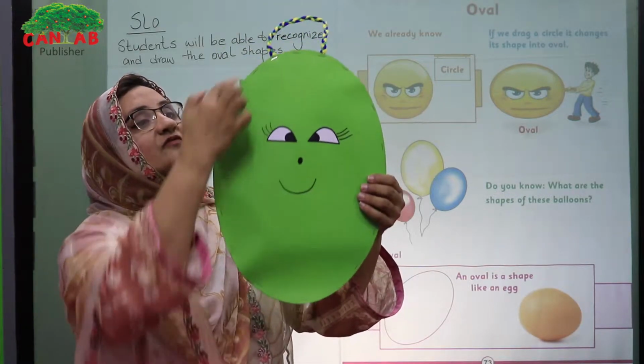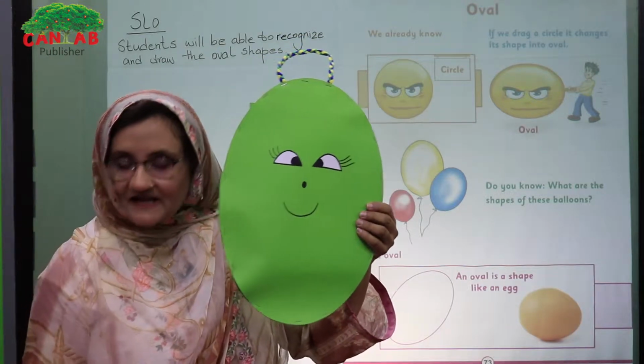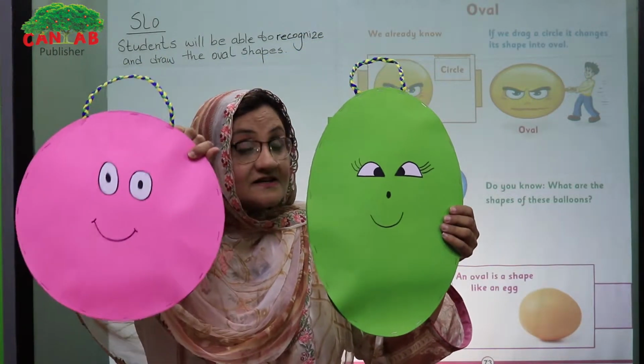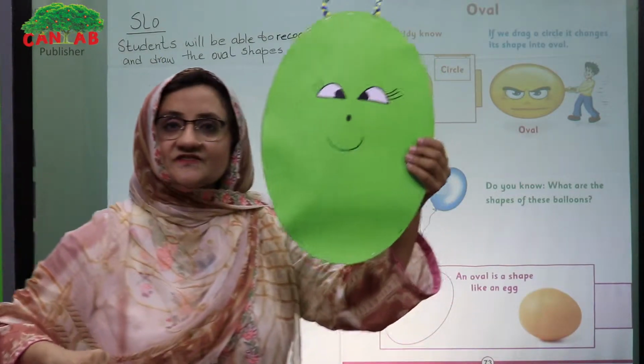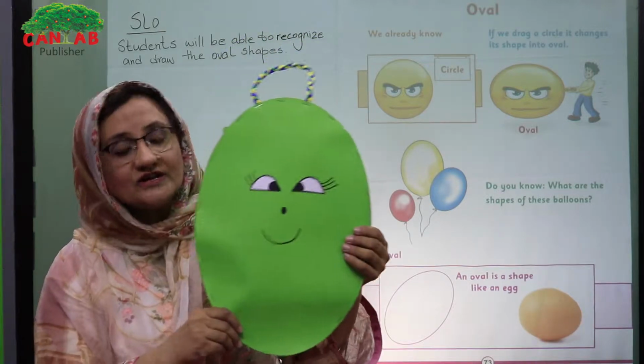Look at the shape of the oval. It's not going round and round. This is a circle, a circular shape, and this is an oval shape.